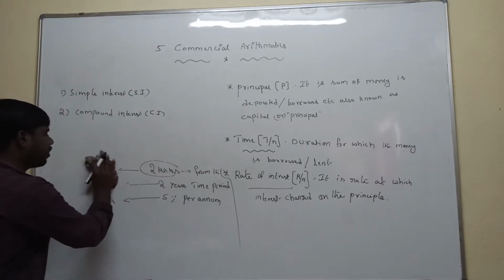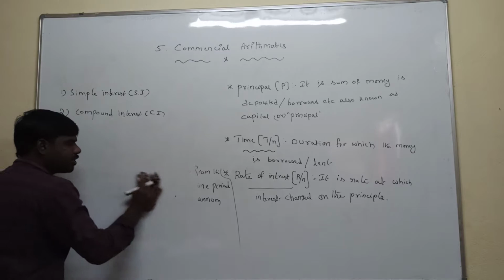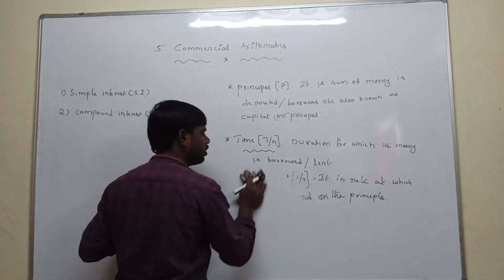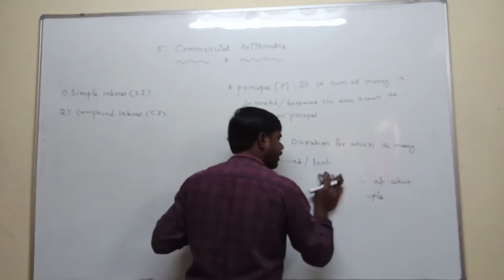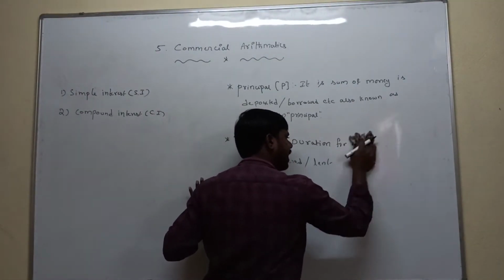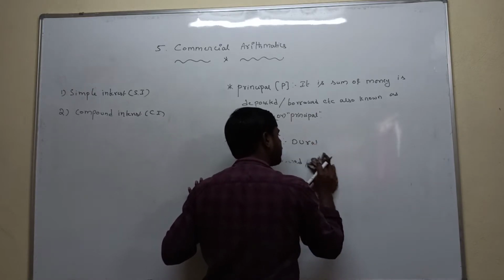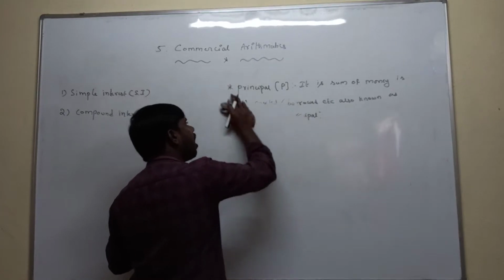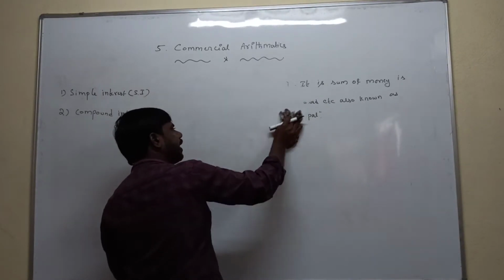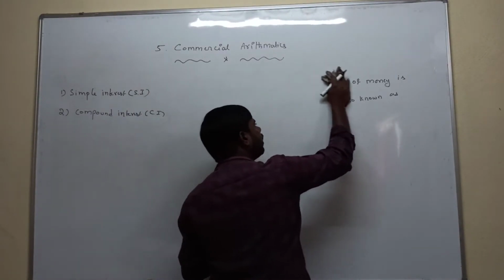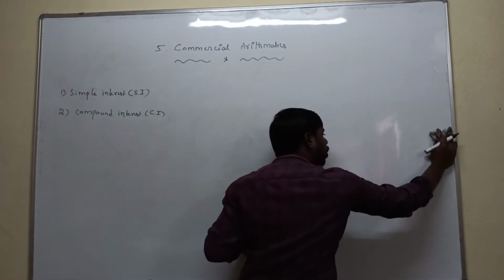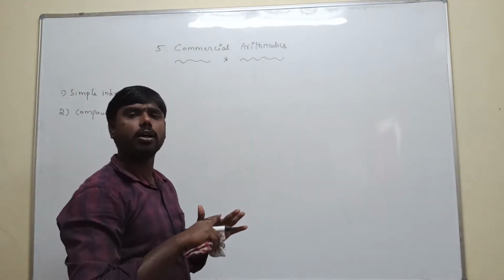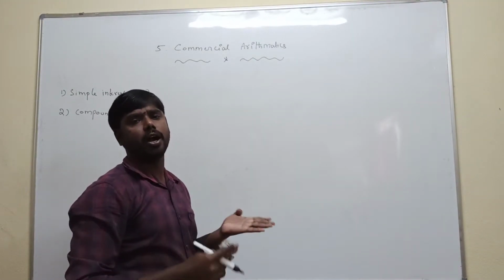The next important definition is amount. Amount is the principal amount plus the simple interest. Suppose you are taking 3 lakhs from the bank. They give some time period and some rate of interest. After one year is completed, how much should you pay the bank? You should pay the total amount.